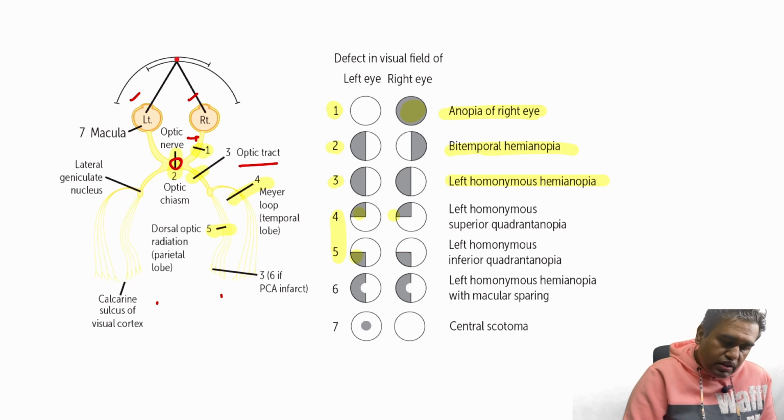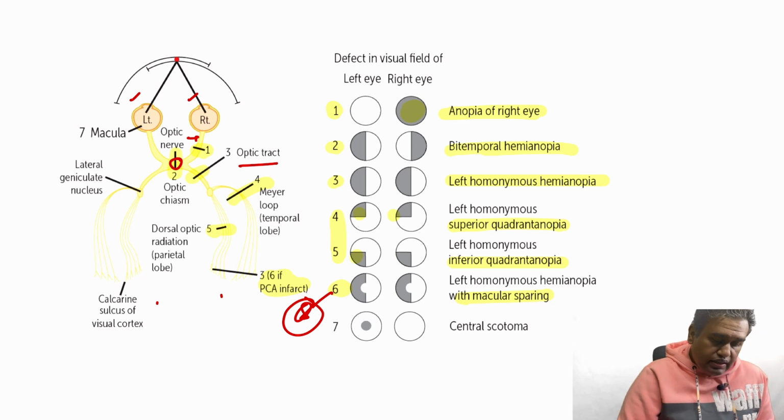The only difference is that when it involves Meyer's loop, which goes through the temporal lobe, it involves the superior quadrant, while if it involves the upper part of the tract, it involves the inferior quadrant. That's the only issue. Option number 6 over here is a PCA infarct. In fact, that was our current question. So we have macular sparing. Why? Because we said that area is supplied by the middle cerebral artery.